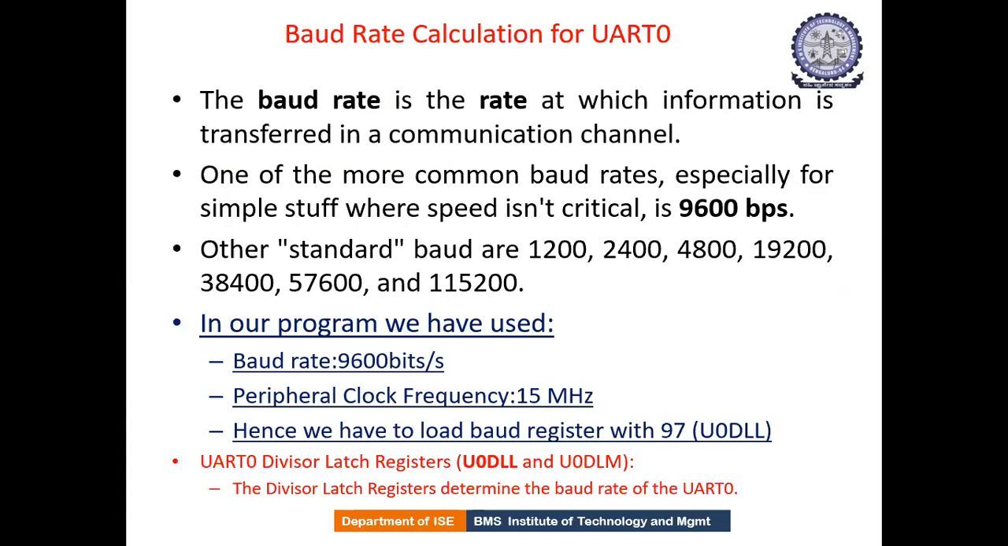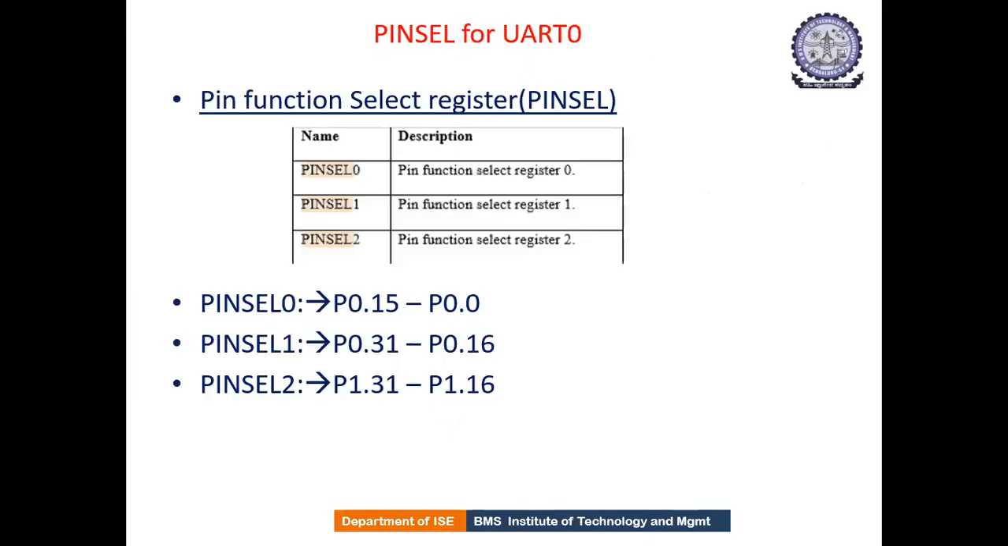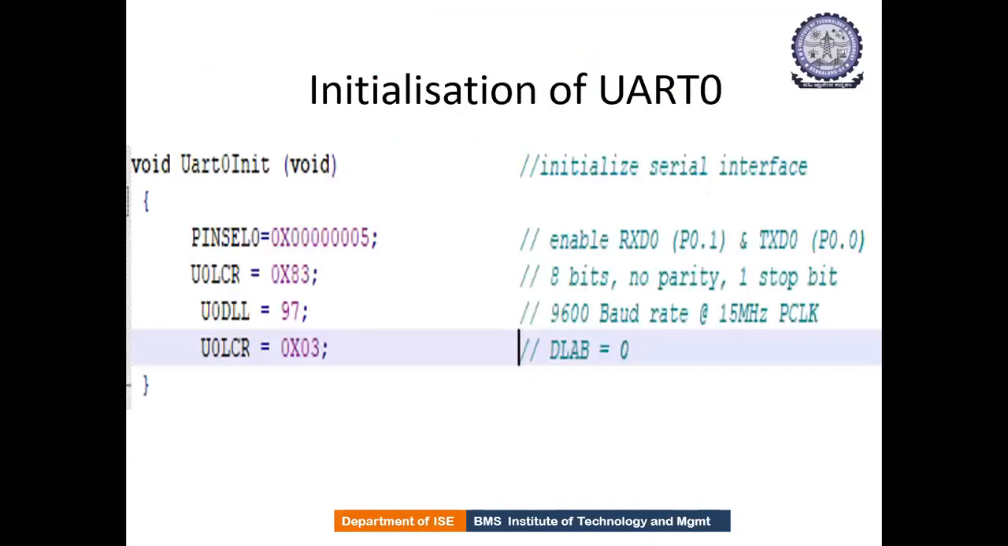The only thing we are supposed to remember is that we have to initialize U0DLL as 97. When we go back to the initialization here, you see U0LCR is initialized with some value, but U0DLL is initialized with 97. That means, with a baud rate of 9600 and a peripheral clock frequency of 15 megahertz, it is 97.